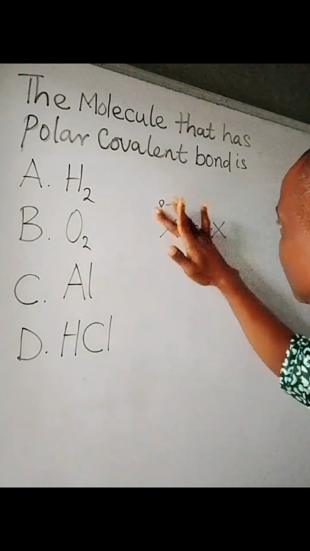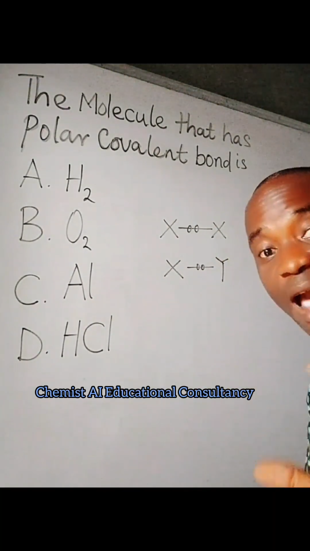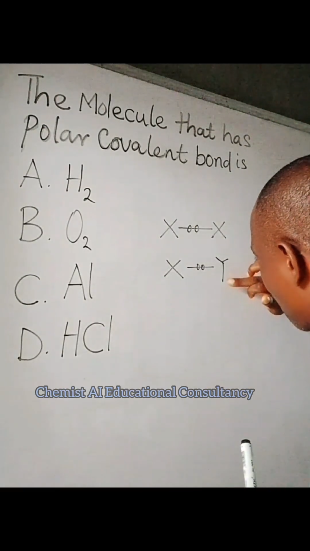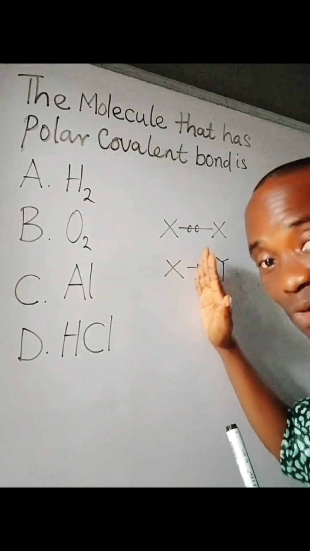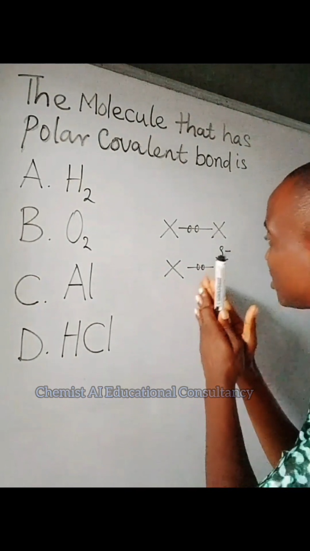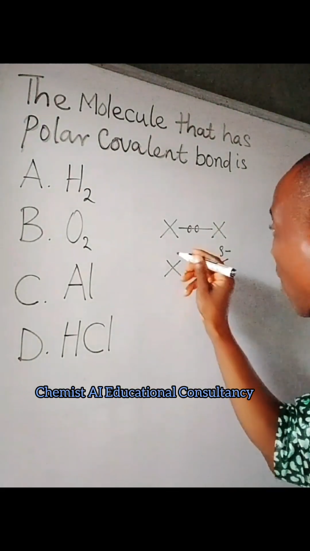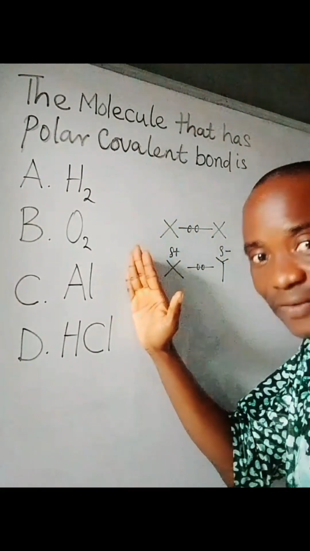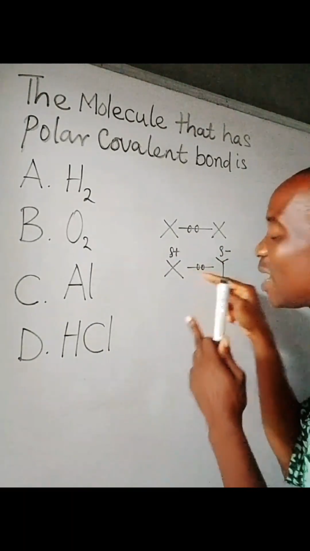remains static. But in a situation where we have two different atoms, where one has a greater electronegativity, let's assume Y has a greater electronegativity, it will succeed in pulling the bonded pair closer to itself to become partially negative. And because the bonded pair now goes farther from X, X will acquire a partial positive charge. Having a positive charge at one end of the molecule and a negative charge at the other end of the molecule makes the covalent bond polar.